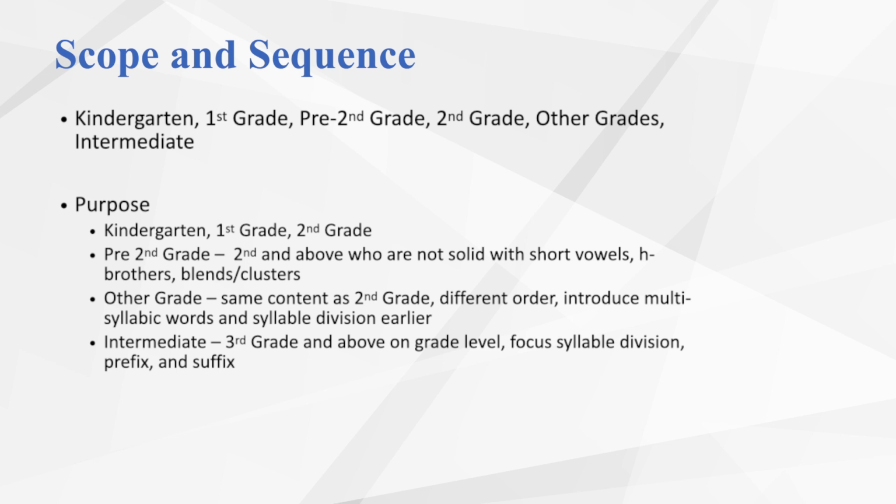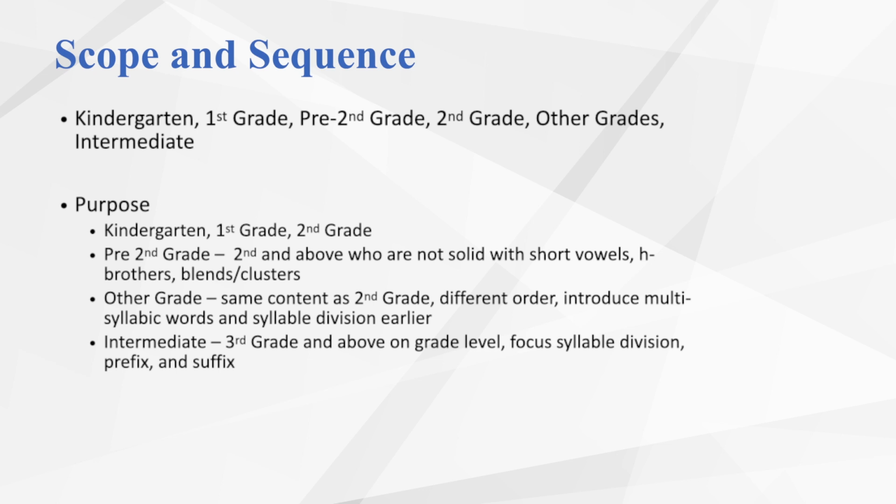The kindergarten, first grade, and second grade are traditional grade level scope and sequences. The pre-second grade scope and sequence is intended to address the needs of those students not yet solid with short vowels, H brothers, blends, and clusters, and can be used before the second grade plans or the other plans. The other grade scope and sequence is the same content as the second grade scope and sequence. It's just in a slightly different order. It introduces multisyllabic words more quickly and syllable division also.